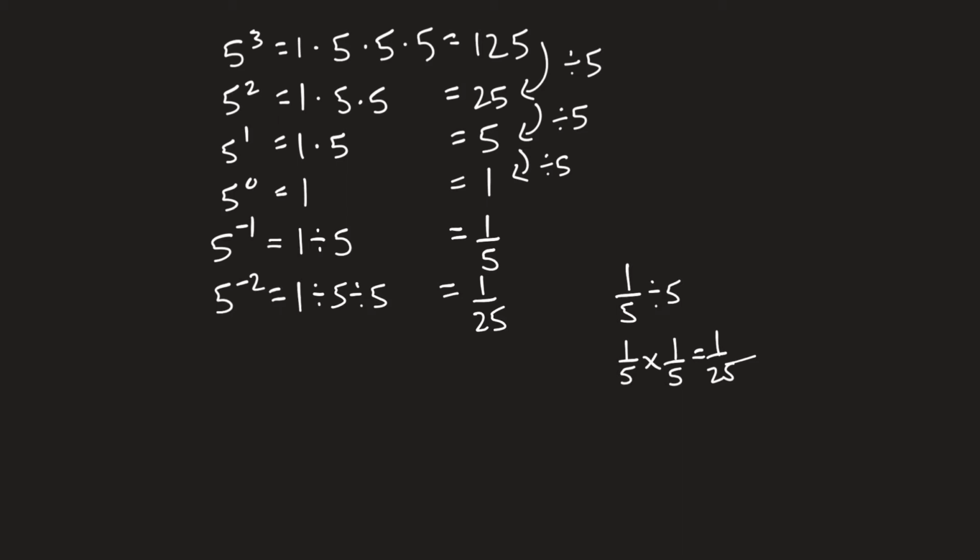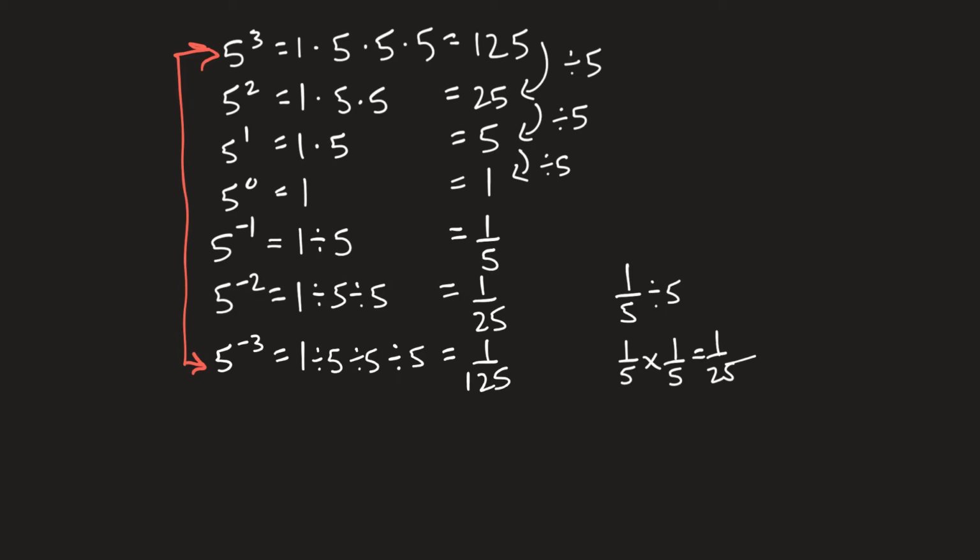And then you can just keep on going. 5 to the negative third. I'll just do this last one: it is 1 divided by 5 divided by 5 divided by 5, 3 times, which is 1 over 125. And hopefully you can see what's happening here.